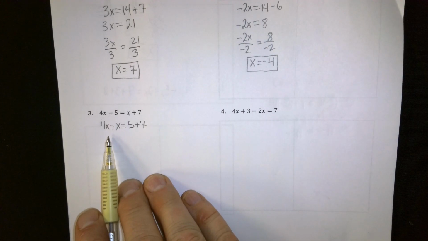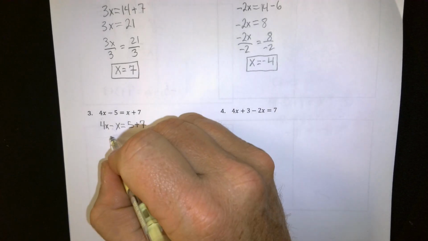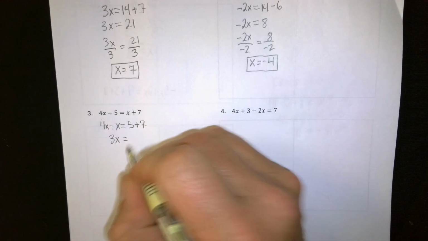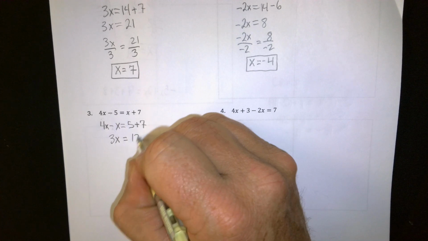Now we can do combining. Over here, is this a war or an alliance? Looks like a war to me. 4 positives versus 1 negative. That negative will take out one of the positives, and we'll be left with 3 positives, so 3x. And then this is an alliance of positives, right? 5 and 7 make 12.